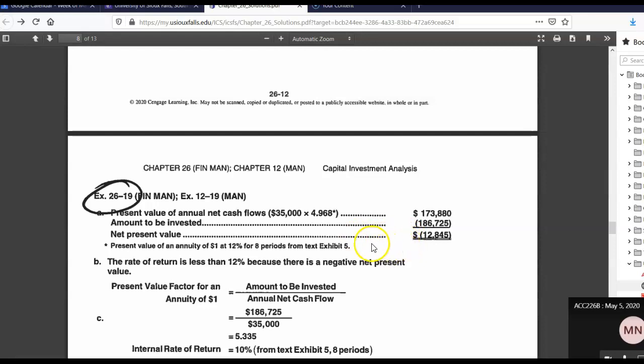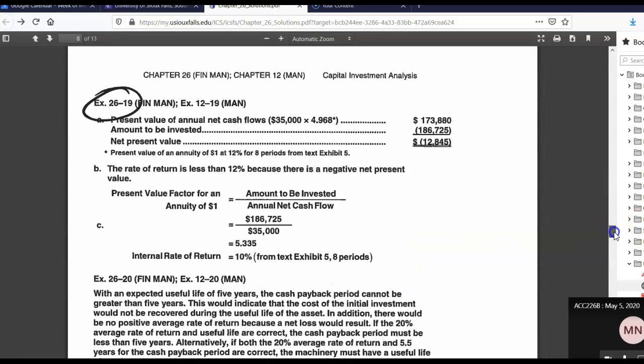So then if you take what you know and you go to the internal rate of return calculations, what you would do is you'd say, okay, amount to be invested divided by the annual cash flows. So the amount to be invested is right here, that 186. The annual cash flows was 35. So that is 5.335 years and it would pay itself back, or that's the factor.